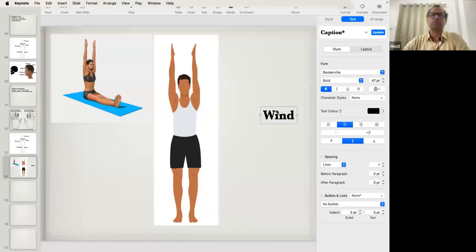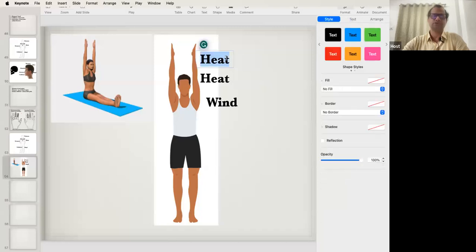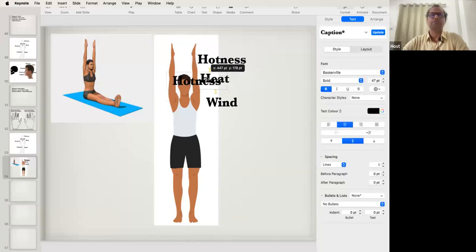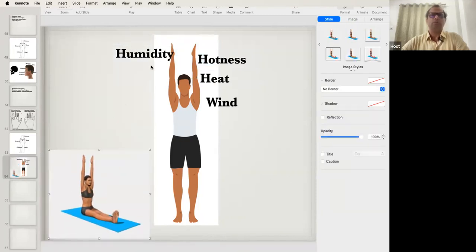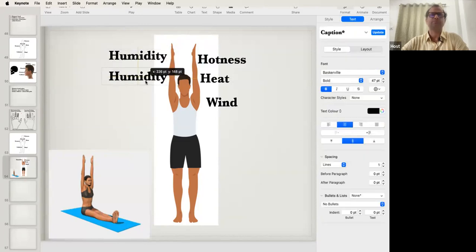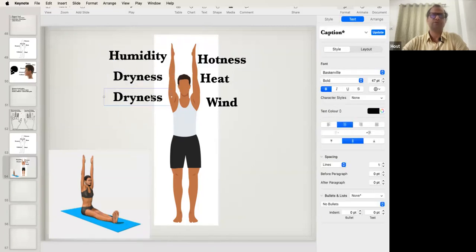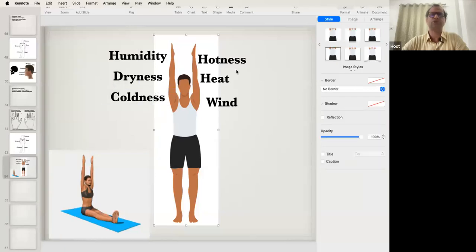Now in the shoulder joint we have three joints. Shoulder is the wind, elbow is the heat, and wrist is the hotness. Then opposite side is the humidity. I will explain this, so don't worry. Humidity, then the dryness and coldness. It's very easy. I will explain you. I'm just talking about the arm.